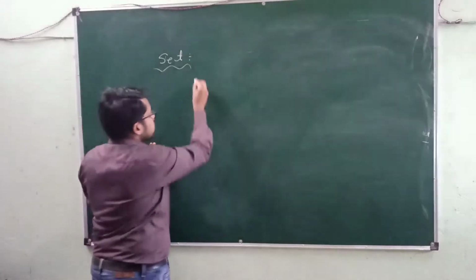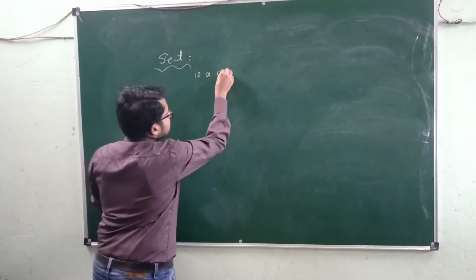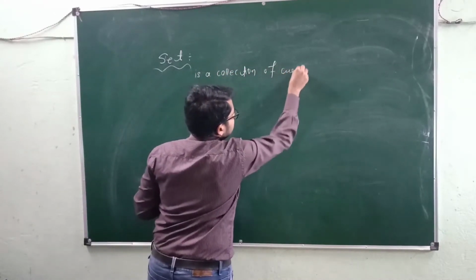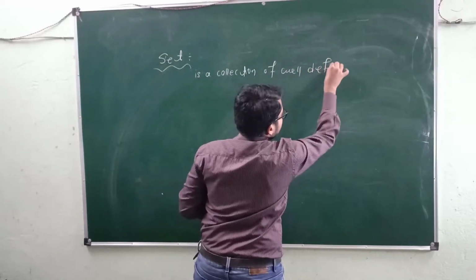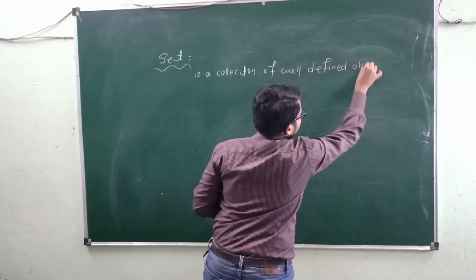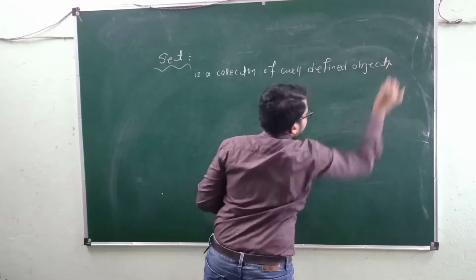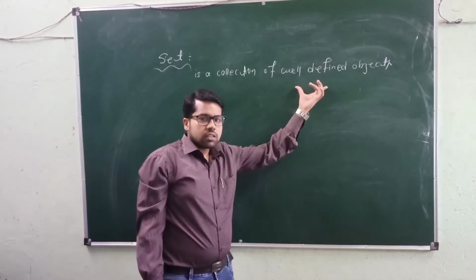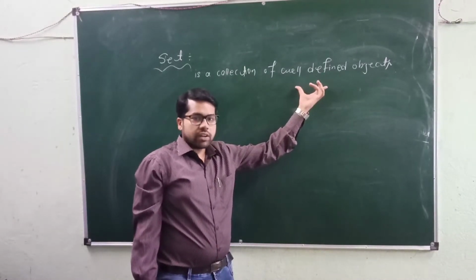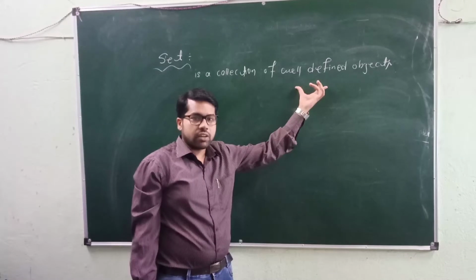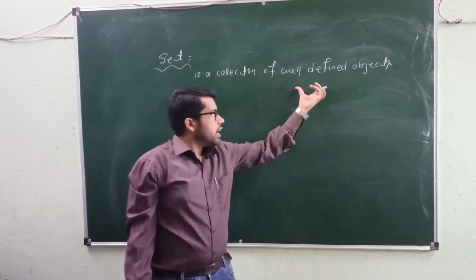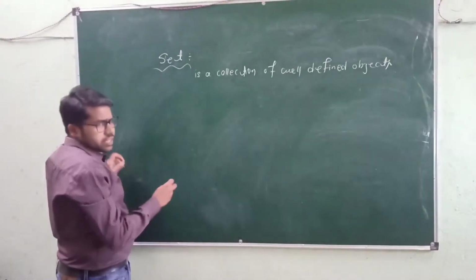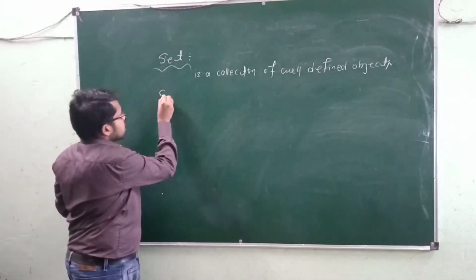Let me write the definition first. A set is a collection of well-defined objects. I already told you what we mean by well-defined. Well-defined means those which can be defined. There should be a common property. That is the well-definedness of a set. And object means what we have collected. That is the objects.